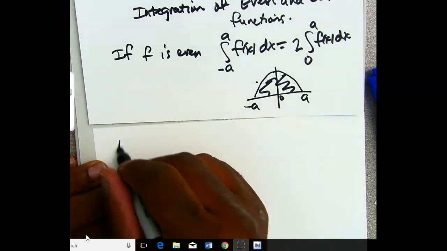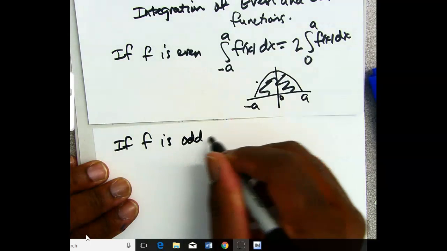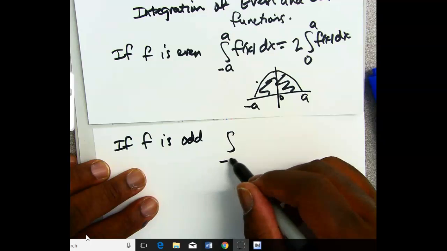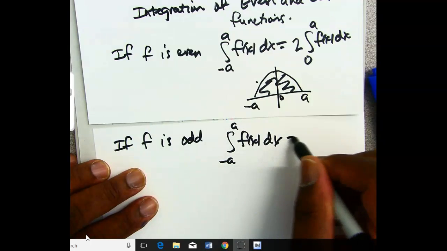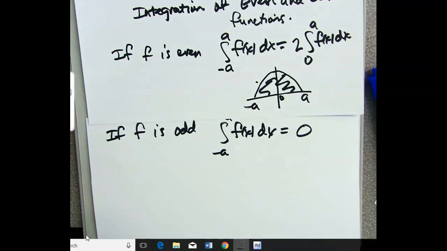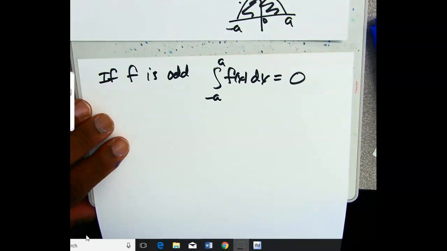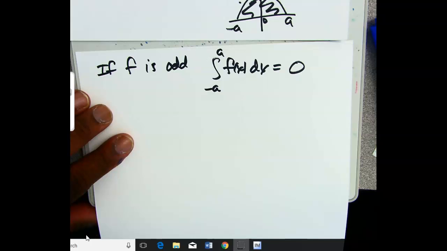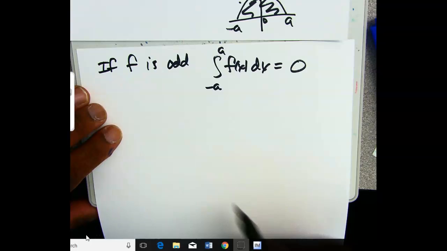Okay, odd. If f is odd, then the integral from negative a to a of f of x dx is equal to 0. Remarkable, huh? Okay, give you an example.